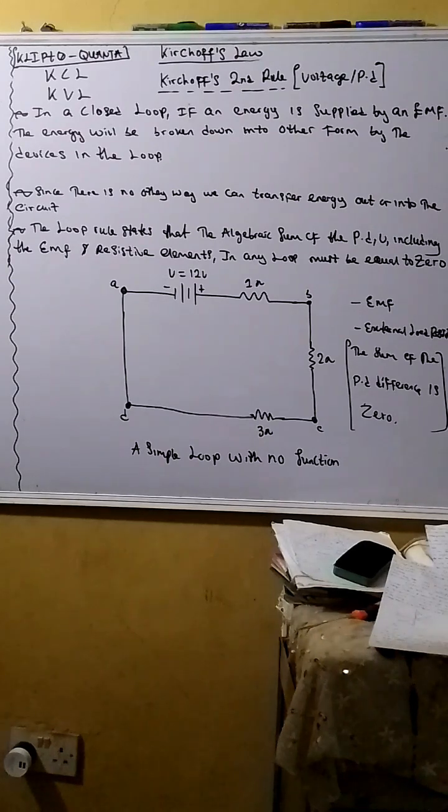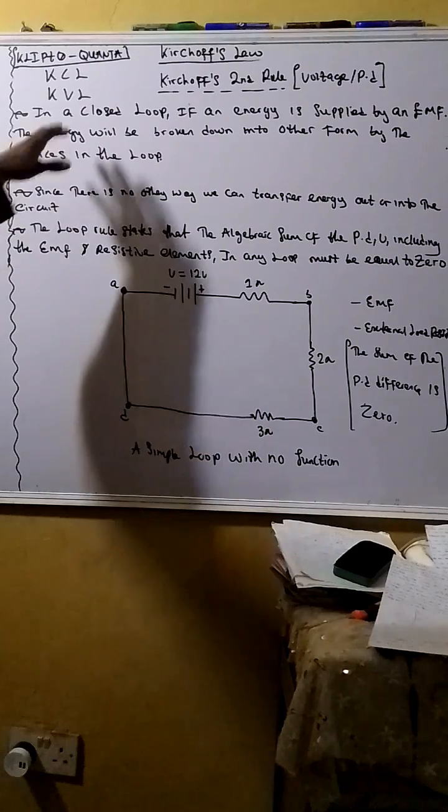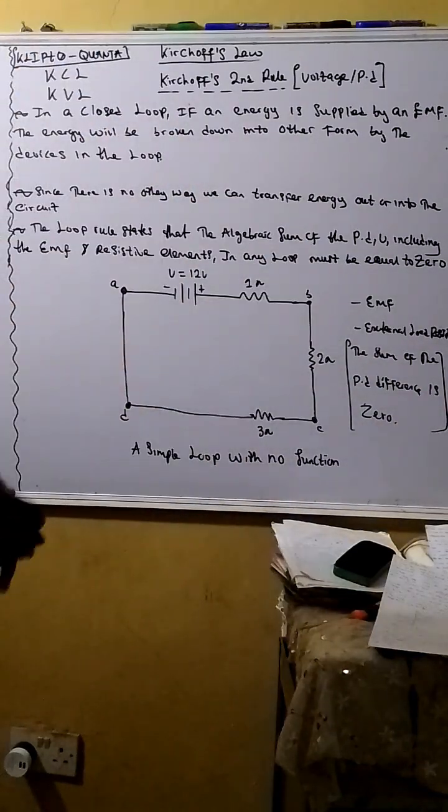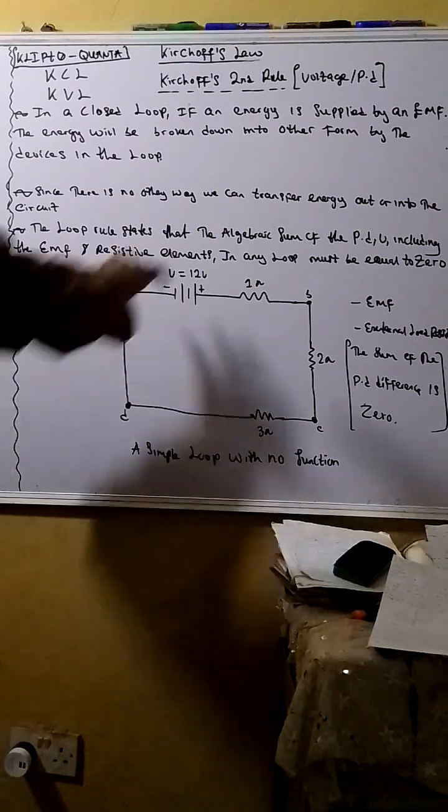At this point, we've talked about the current law. The second law tells us that in a closed loop, current deals with a node or junction, while potential difference, voltage, talks about the loop.